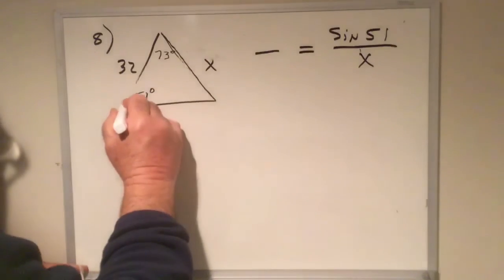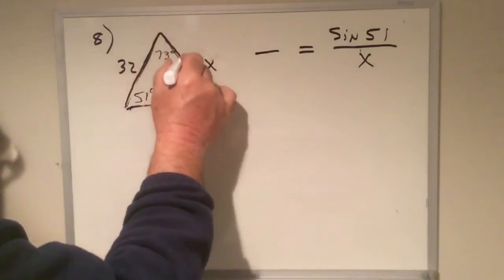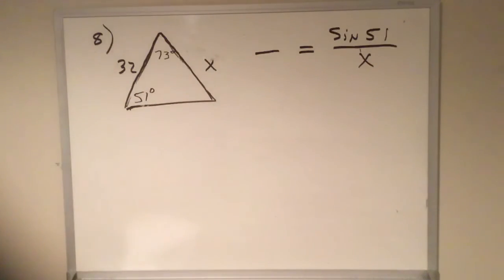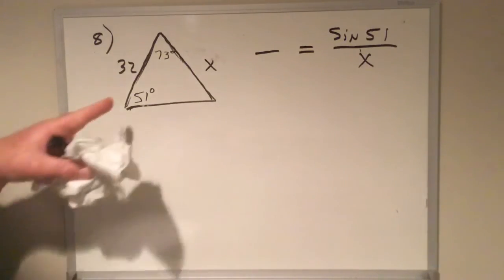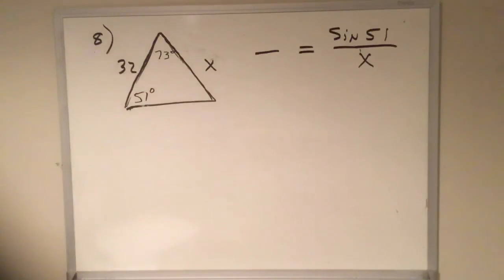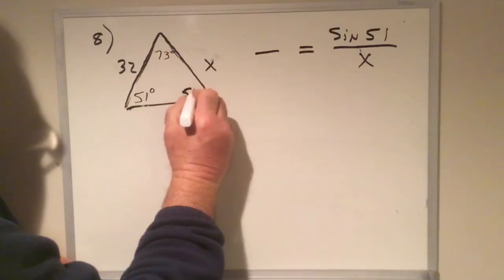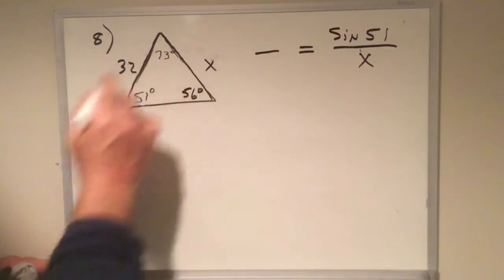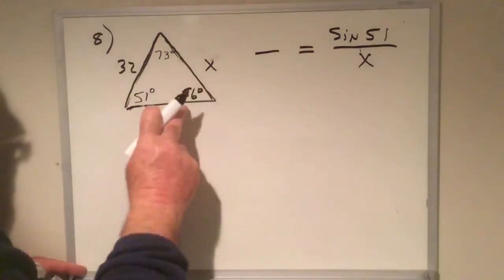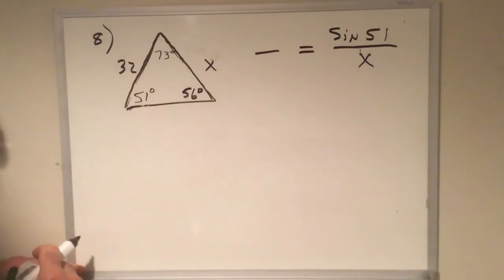Well, one fact that will always stand out is that the three angles in a triangle will always add up to 180. So you're going to do a quick little arithmetic here. What would that angle have to be for the three of those to add up to 180? This angle would have to be 56 degrees. Those two added together, subtracted from 180, gives you 56. And now we can set this side up.